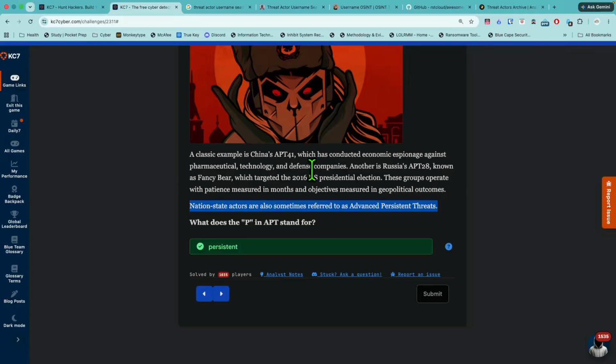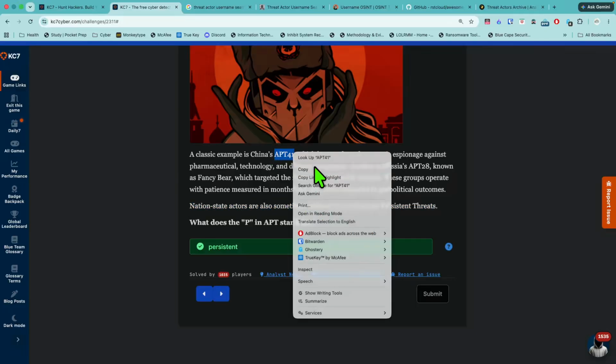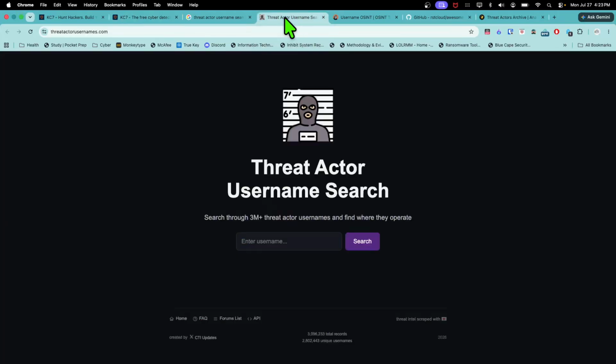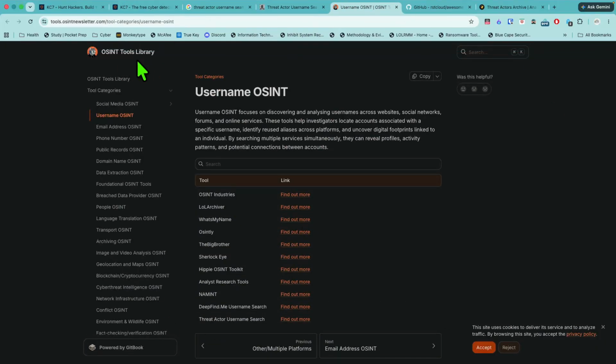Alright. Since we're talking about APTs, I'm going to show you guys a really helpful feature. It's called Threat Actor Username Search. But also, I found this really helpful website that I believe you guys should bookmark. It is OSINT Tools Library.